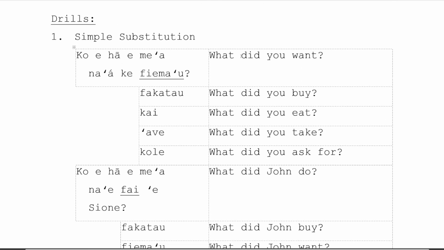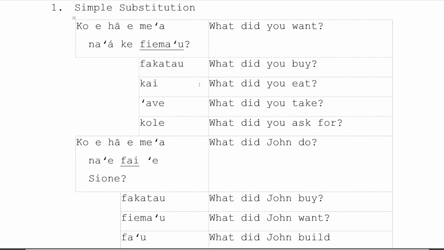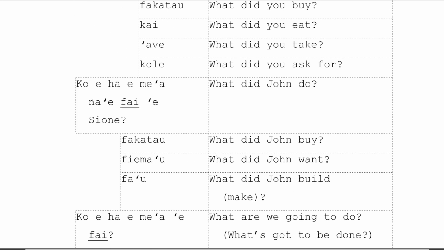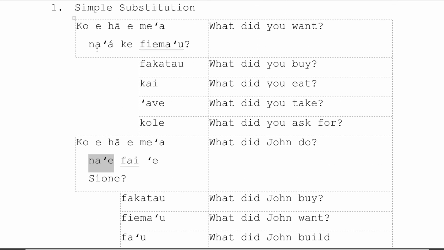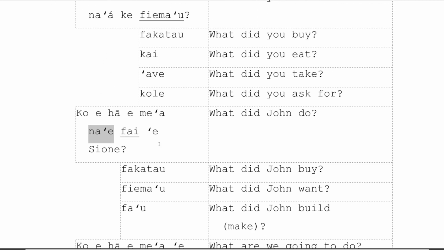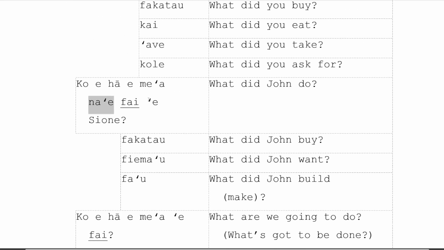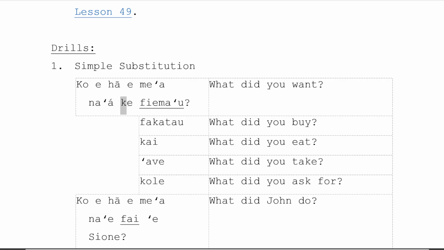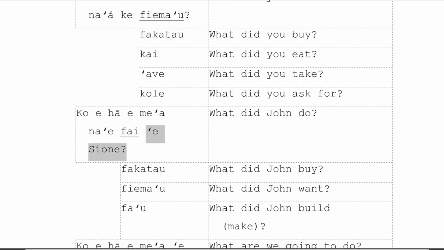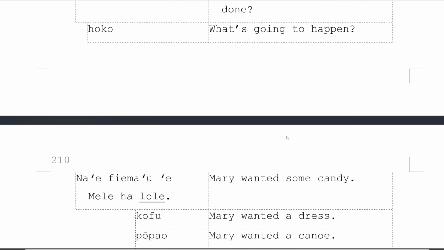These things are pretty self-explanatory. The translations are very simple. Koe ha'a mea nā ke fia ma'u. What do you want? What did you buy? What did you eat? We can see all these are past tense because we have the past tense marker na'a. Here, the same thing. Nae is used, which is the other version of na'a for past tense. Here, we have very much the same things, but we're saying e Sione, meaning John, instead of ke, meaning you. Let's move on.